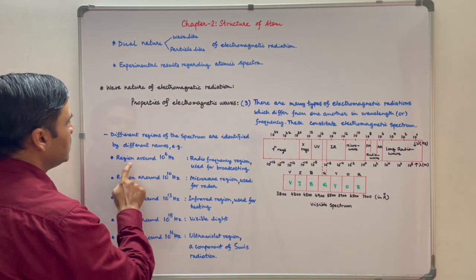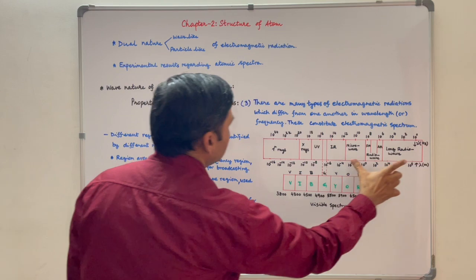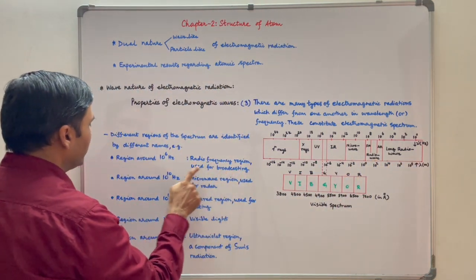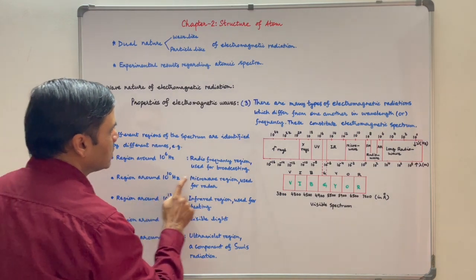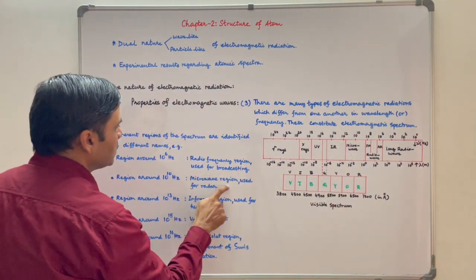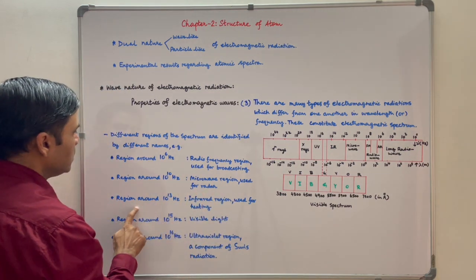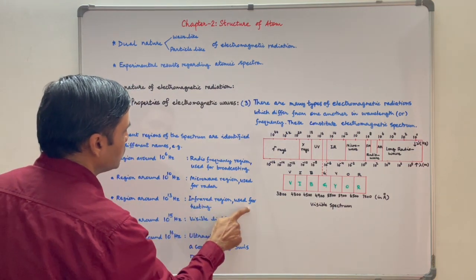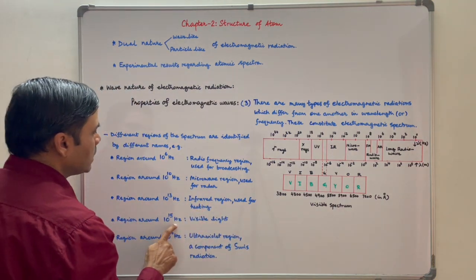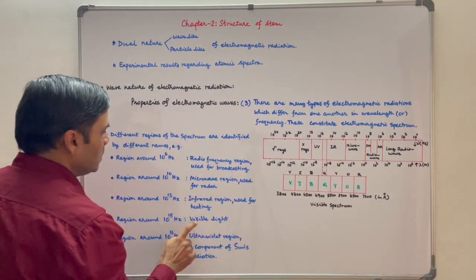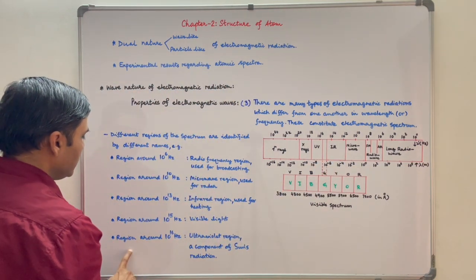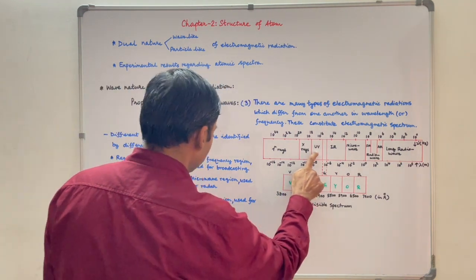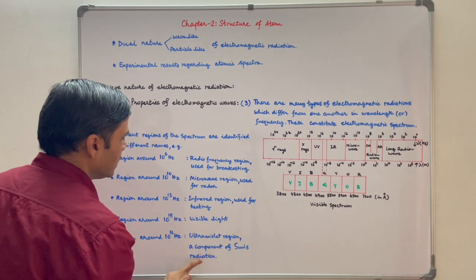For example, region around 10^6 Hz is known as radio frequency region used for broadcasting. Region around 10^10 Hz is known as microwave region used for radar. Region around 10^13 Hz is known as infrared region used for heating. Region around 10^15 Hz is visible light region. Region around 10^16 Hz is known as ultraviolet region. This is a component of sun's radiation.